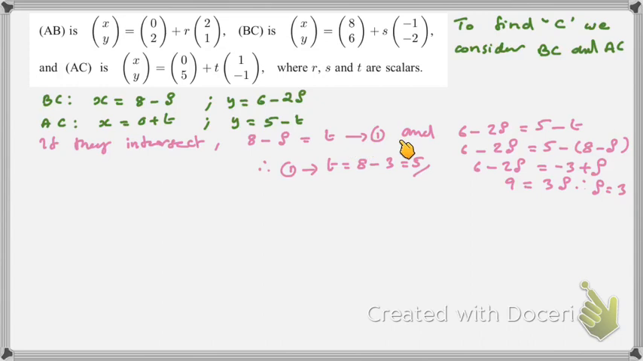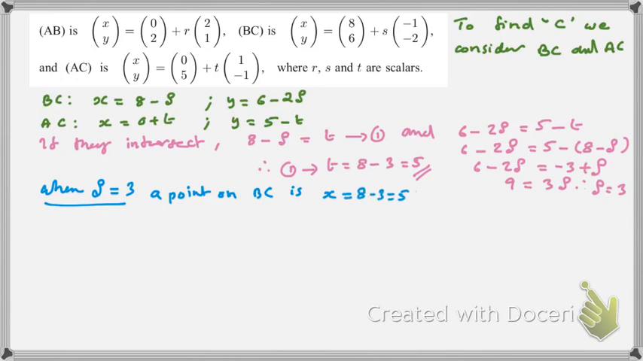Now we're going to say when s is 3, what's the corresponding point on BC? When s is equal to 3, I can replace s by 3 in the parametric equation of BC. So I'll get x is equal to 8 minus 3, which is 5, and y is equal to 6 minus 2 into 3, 6 minus 6 is 0. So the point on the first line is 5, 0.